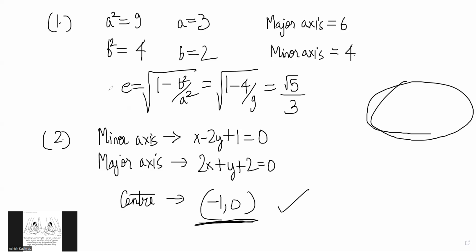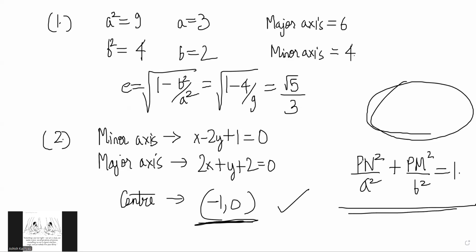So understand this pattern. You have pm square by a square plus pn square by b square equals 1. As long as n and m are lines that are perpendicular, these will be the major and minor axis, and p is a random point on the ellipse, right?